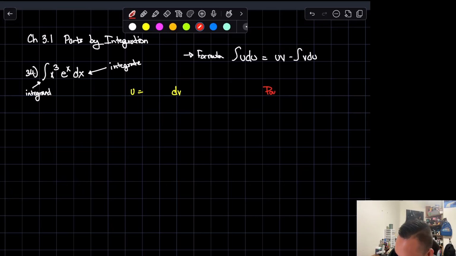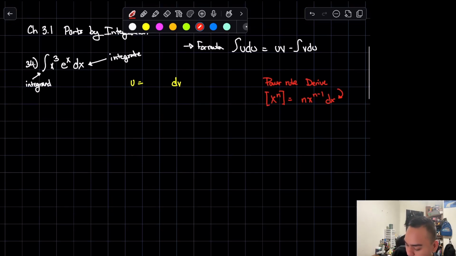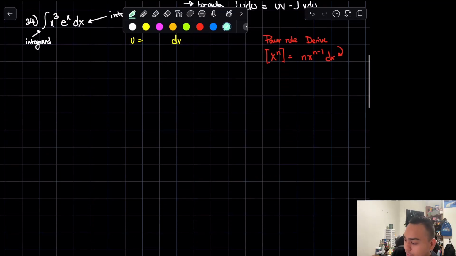But there's the power rule. Basically, whenever you derive something with an exponent raised to the nth power, it becomes n x to the n minus 1 dx. And if you remember the opposite of deriving, which is called integration, the integral of x to the n dx is just going to become x to the n plus 1 over n plus 1.